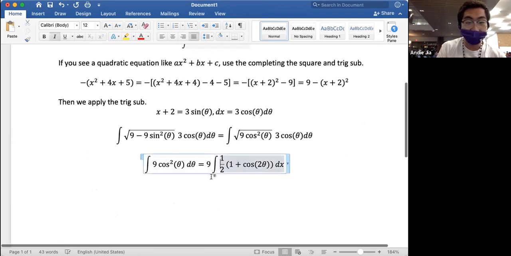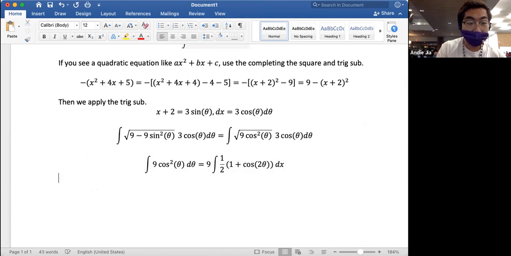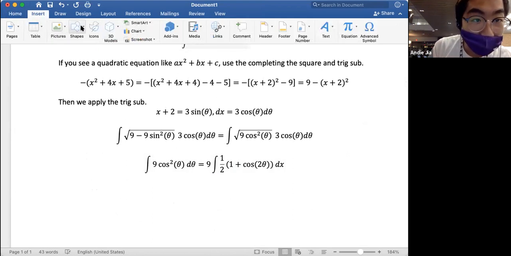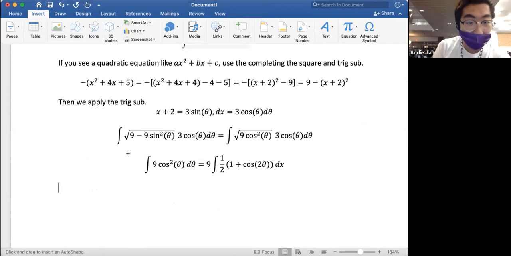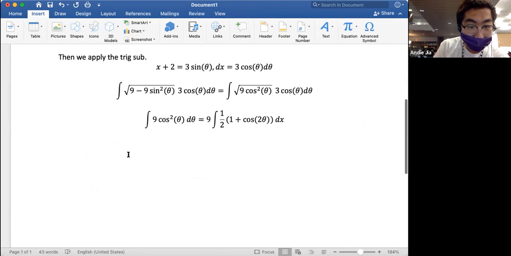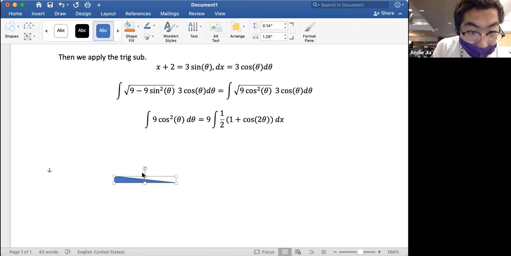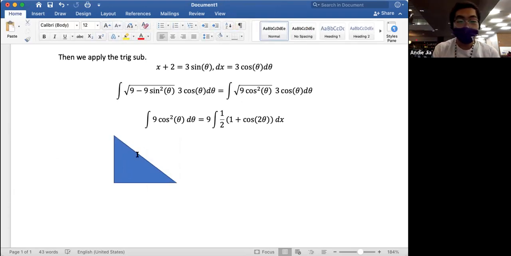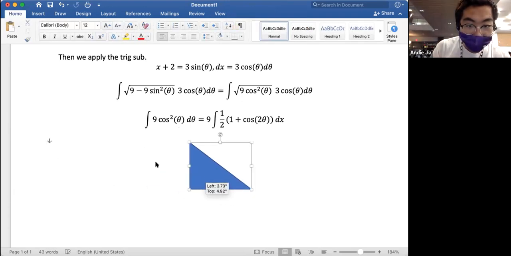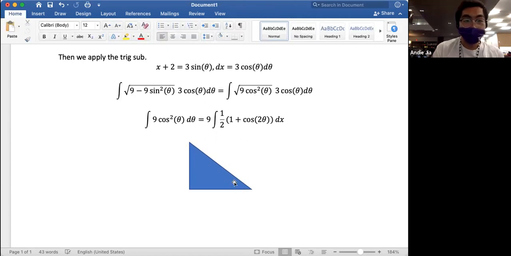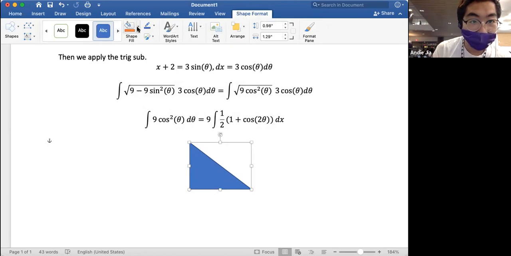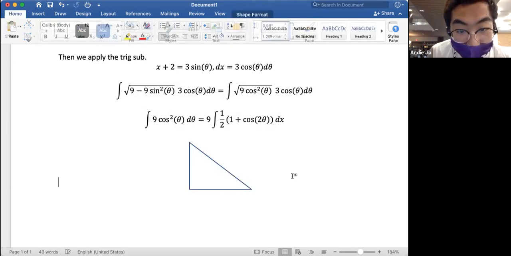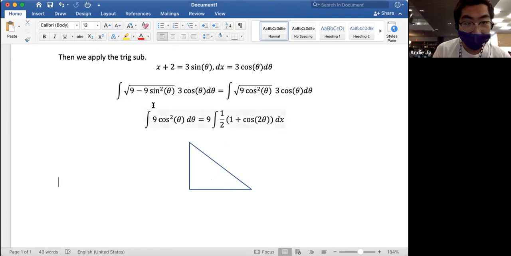Because this is an indefinite integral, to rewrite that we need to draw a triangle here. So for this triangle, this is an angle theta. So it's this triangle here.